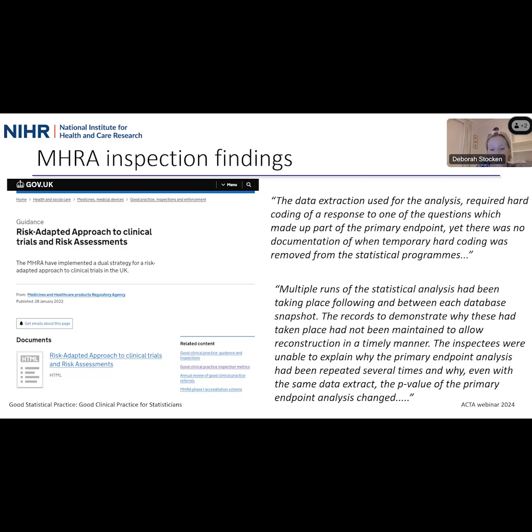And the second example, maybe I should have broken them into 2 slides, is around the multiple runs of statistical analysis programs and the record keeping to demonstrate why these multiple runs had taken place. And a slightly concerning quote here: the inspectees were unable to explain why a primary endpoint analysis had been repeated several times, and despite being repeated on the same data extract, how the p-value had changed, which is a little bit concerning. I was quite concerned when I read that.